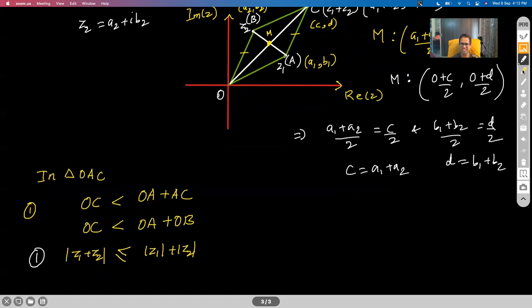Now, this is a question which I already answered, but still I'm asking you officially: when do you think the equality will hold true? Anybody? When do you think mod Z1 plus Z2 will be equal to mod Z1 plus mod Z2? When? Fill in the blank.